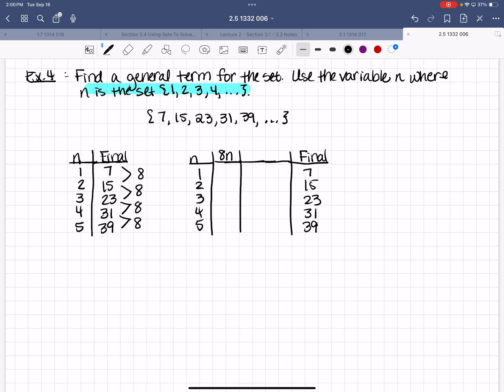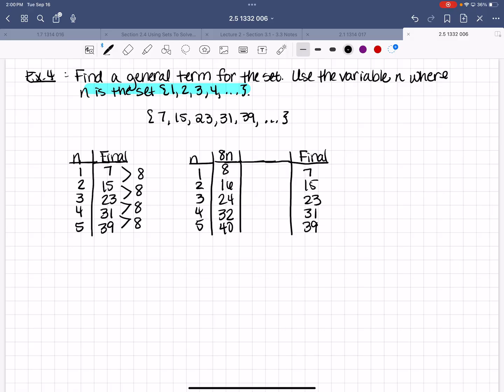Okay, let's find my 8 in. That's going to give me 8, 16, 24, yep, and 40. Does everybody know where we got that column from? We said 8 times the 1 gave me 8. 8 times the 2 gave me 16. 8 times the 3 gave me 24. 8 times the 4 was 32, and 8 times the 5 was 40. I didn't write real straight.